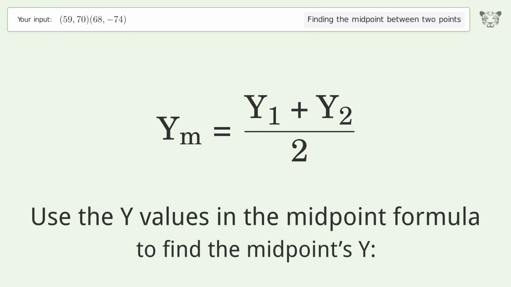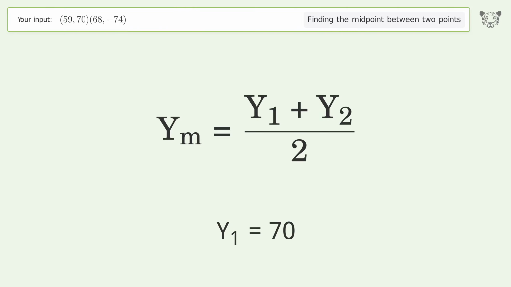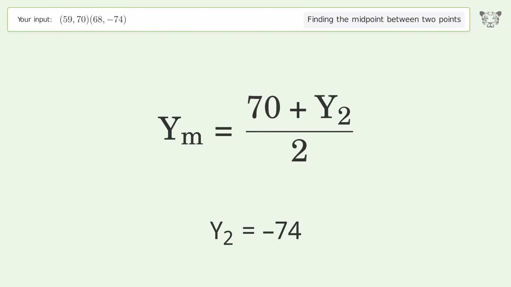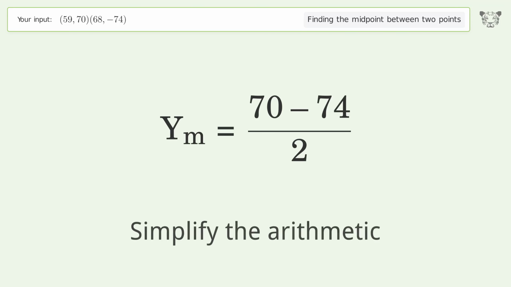Use the y values in the midpoint formula to find the midpoints y. y1 equals 70. y2 equals -74. Simplify the arithmetic.